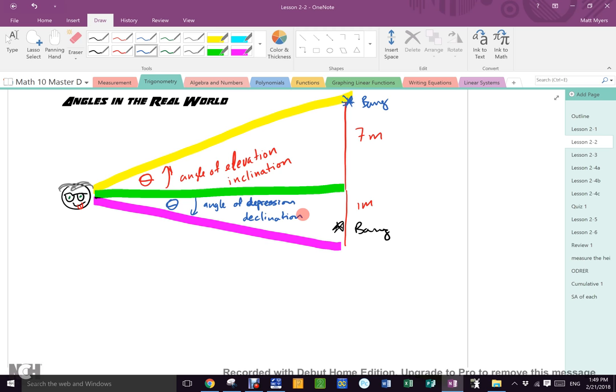Now, we're going to draw another small picture. On this picture, we're going to have a person on the ground. Hello! And a person in a plane.